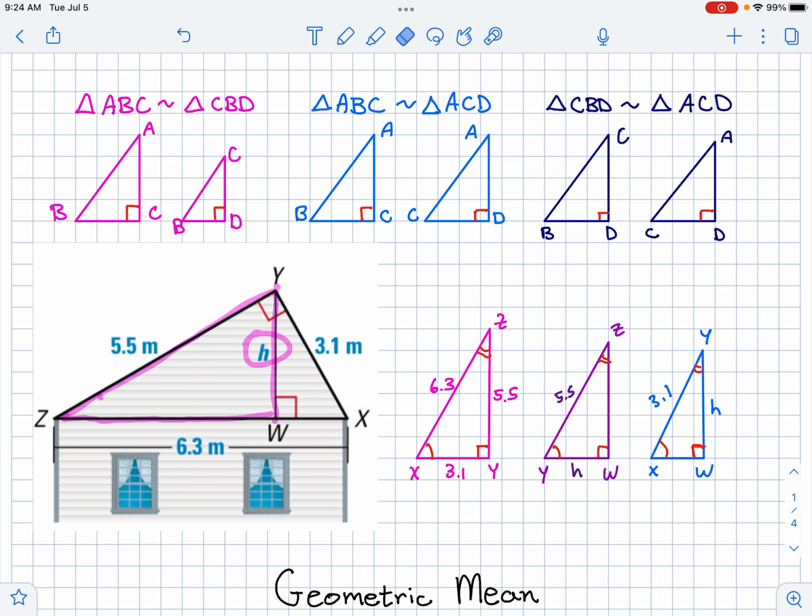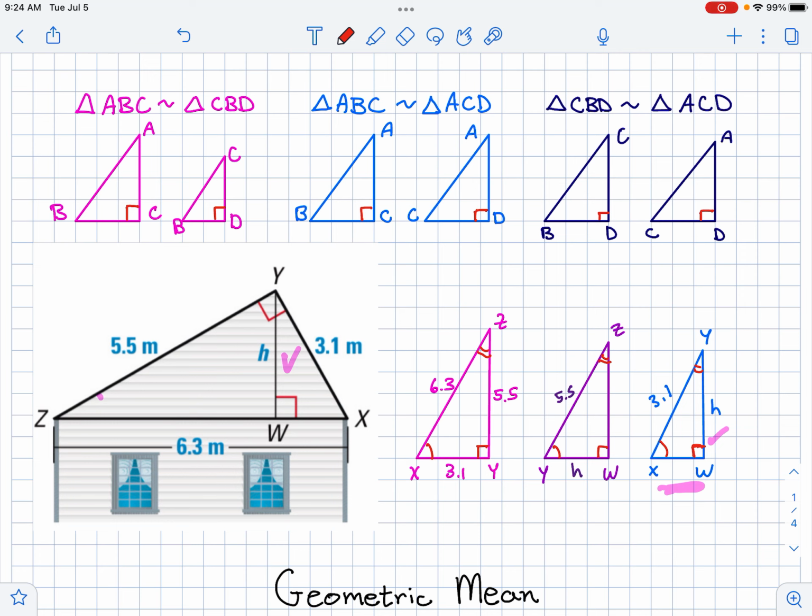Okay, now the next one is we want to look at this next one, this little one over here, the XWY, and notice the way I've drawn it here. Okay, I've just flipped it around just so that I could have my right angle on the right. Okay, now that we have that, we know that these triangles are proportional to each other. The sides are proportional.